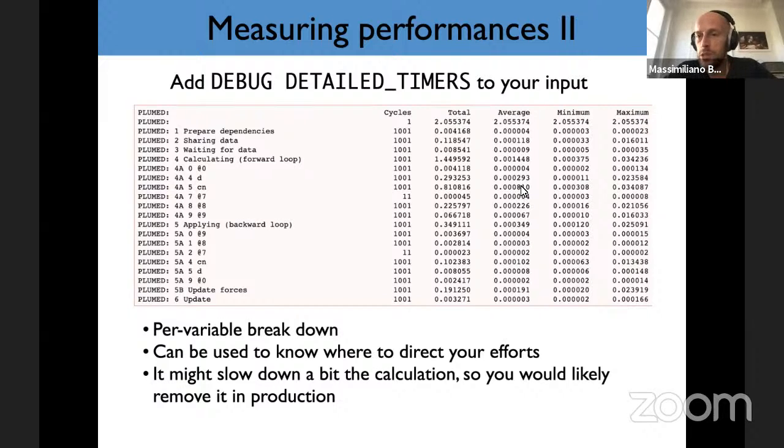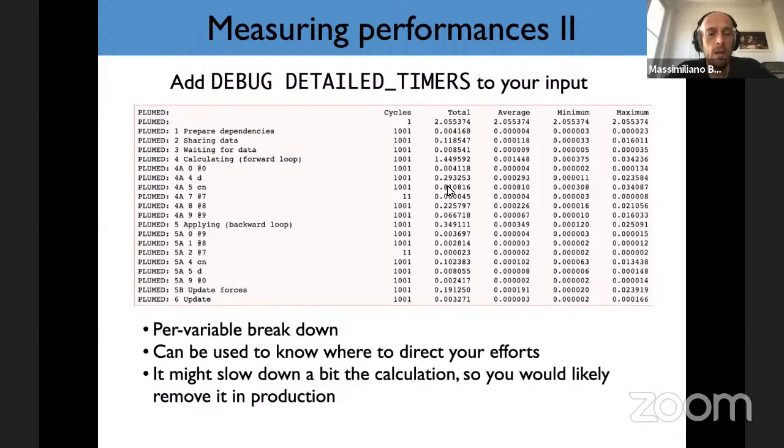Of course, there are fluctuations. This is just an average, but you will have also a minimum and maximum value that this particular line in Plume will take. And then you have a total overall, let's say, the cost of this particular action. For example, here you are calculating this collective variable, I think 1,000 times, and this is the total amount of time spent in the calculation of this variable.